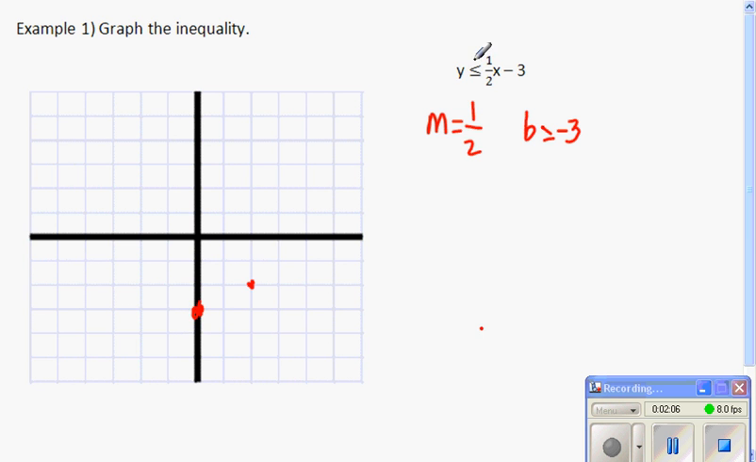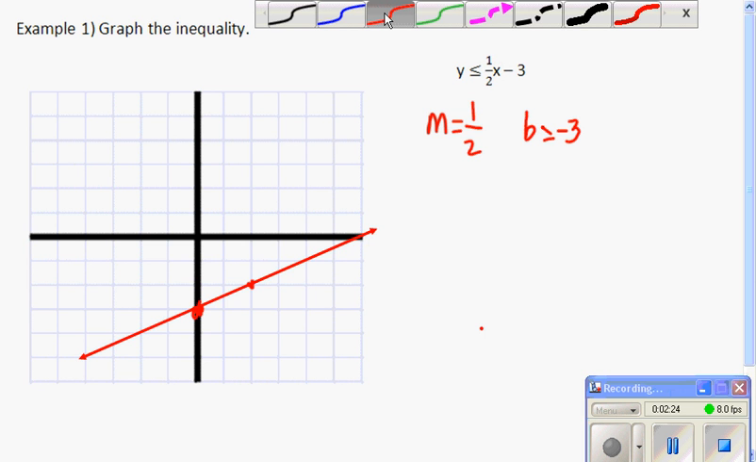Now for my boundary line, remember, you take into consideration what sign you're using. It is a less than or equal to sign. So looking at the instructions in step 2, when it is less than or equal to, it will be a solid boundary line. After you have constructed your line, your next step would be step 3, and that's to determine which area or region you need to shade.